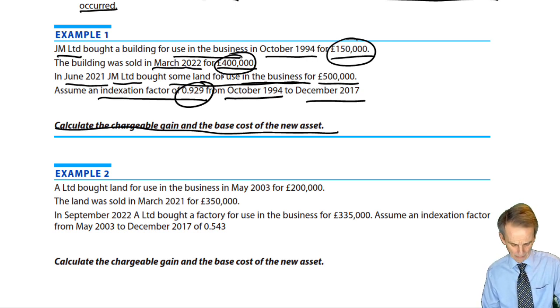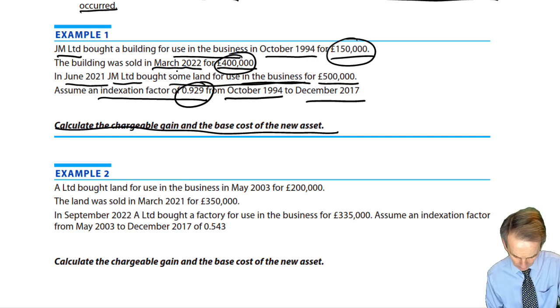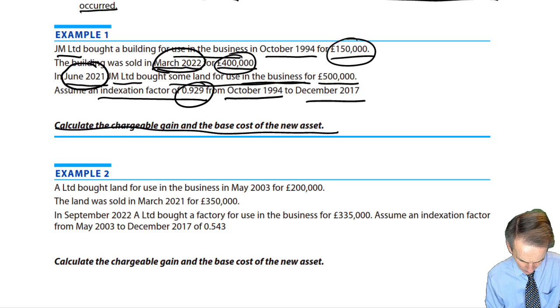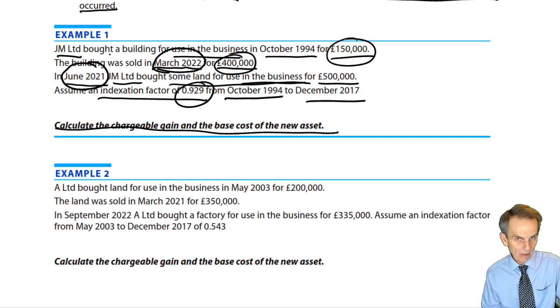Then the issue of rollover. The assets in question, land used within the business, within the trade there, and that therefore represents a qualifying business asset. So rollover will be possible if the reinvestment has occurred within the relevant time scale. When was the disposal? Sold in March 2022. When was the acquisition? June 2021. Before the disposal date. Is it within the 12 months prior to the disposal date? Yes, it is, and therefore rollover is possible.